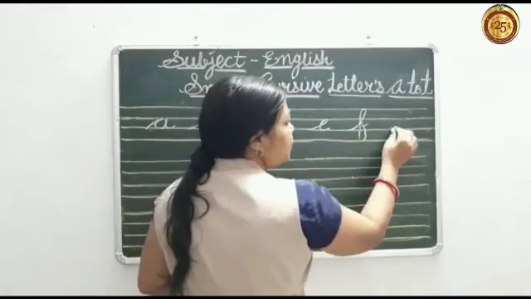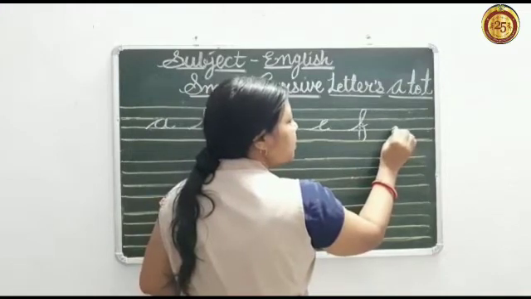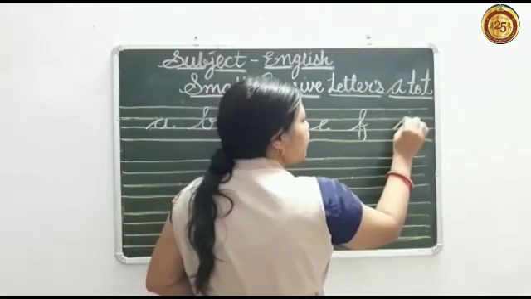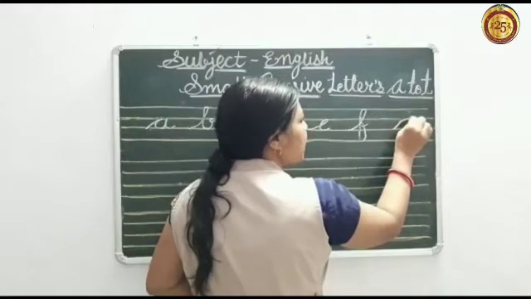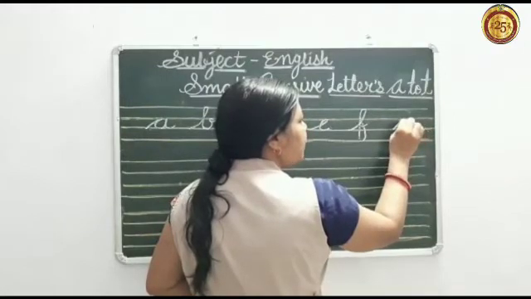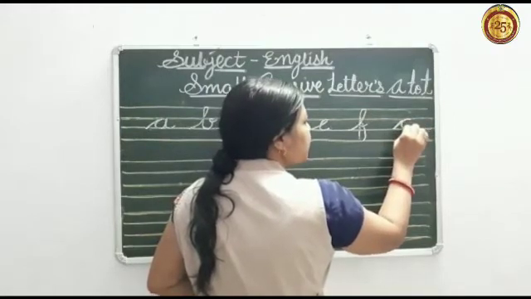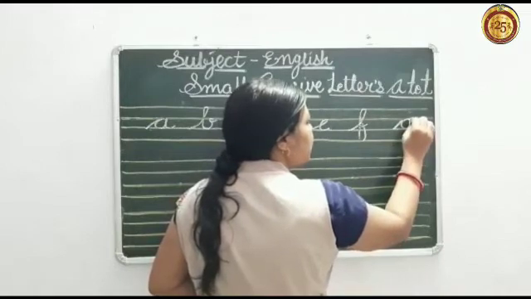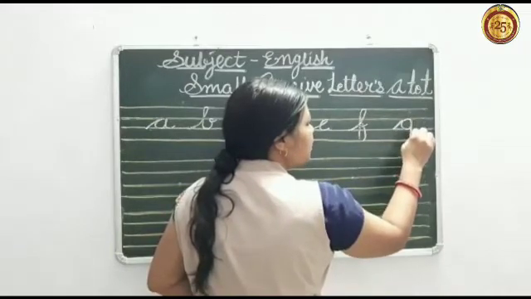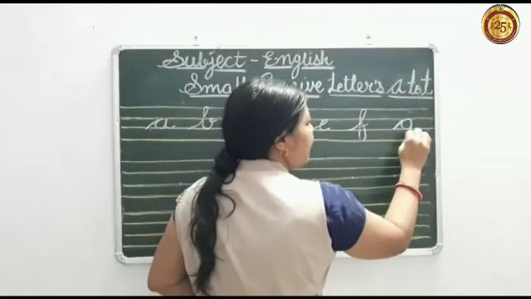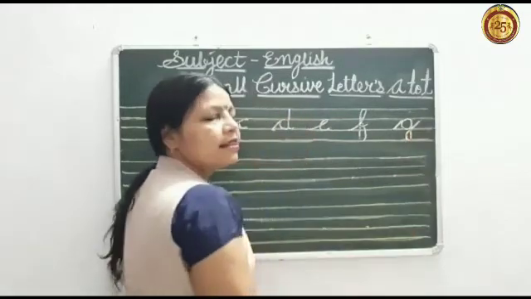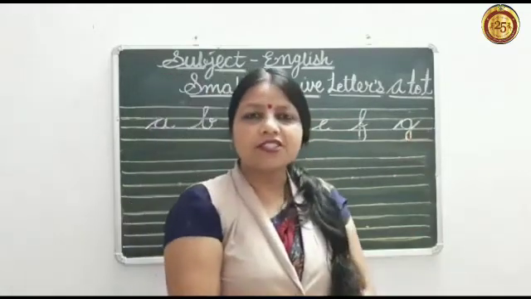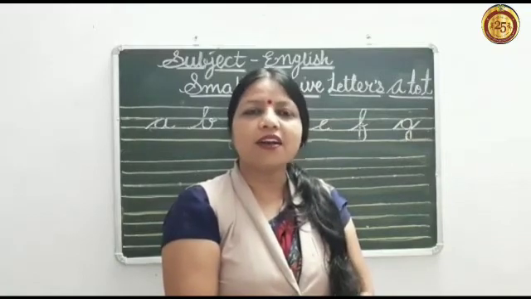We will write here G. Put your pencil here on second blue line. Take it upward, touch the first blue line, bring it back, touch the second blue line, go up, then we will close it, come down, touch the red line and turn it like this. This is a small cursive letter G. G for gun, G for girl.